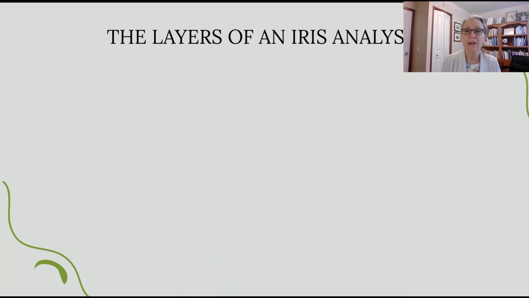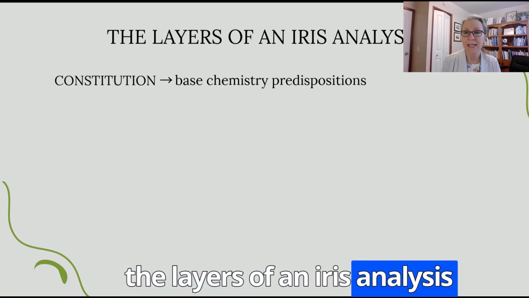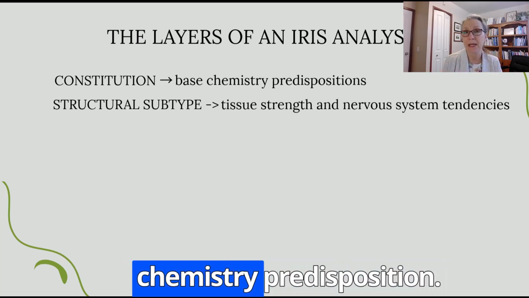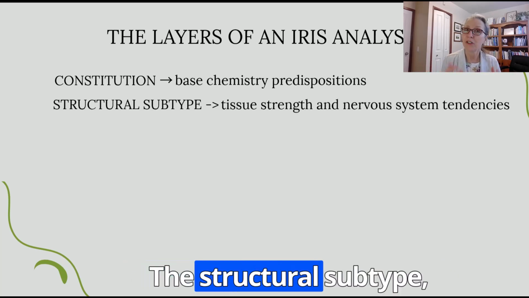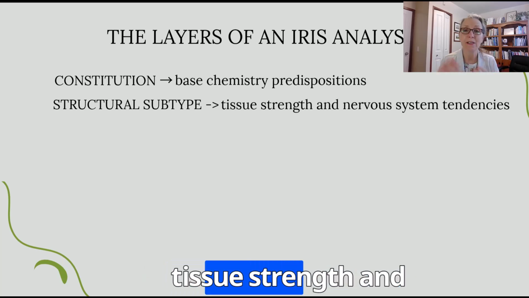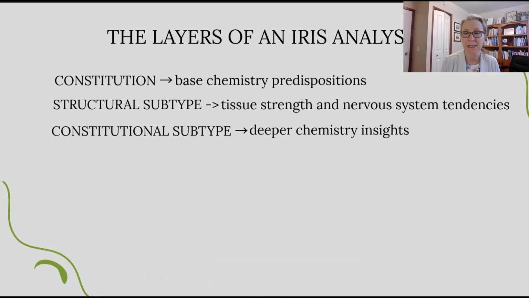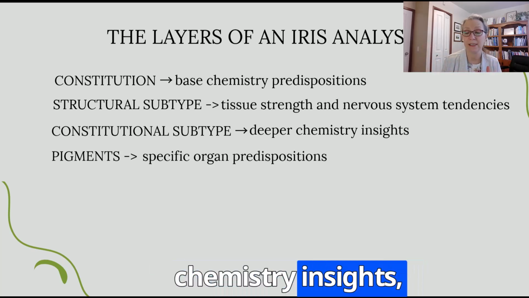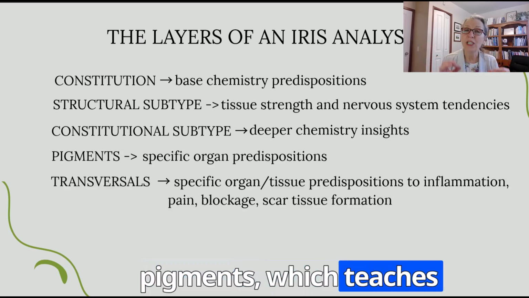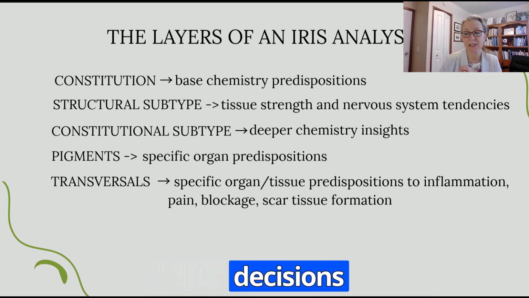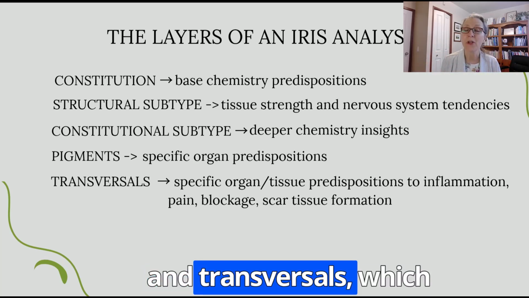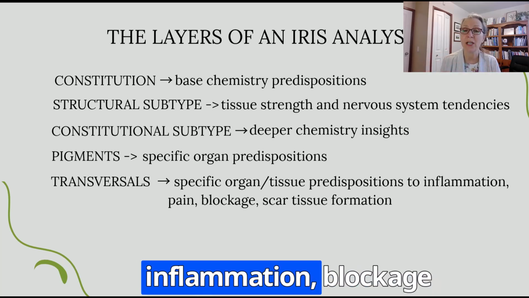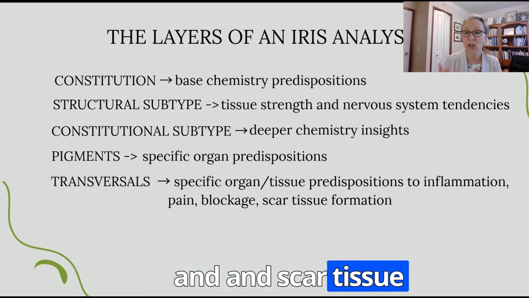As a recap, the layers of an iris analysis are the constitution, which teaches us about the base chemistry predispositions, the structural subtype, which teaches us about tissue strength and nervous system tendencies, the constitutional subtype, which gives us deeper chemistry insights, pigments, which teach us about specific organ predispositions, and transversals, which give us information about specific organ and tissue predispositions to inflammation, pain, blockage, and scar tissue formation.